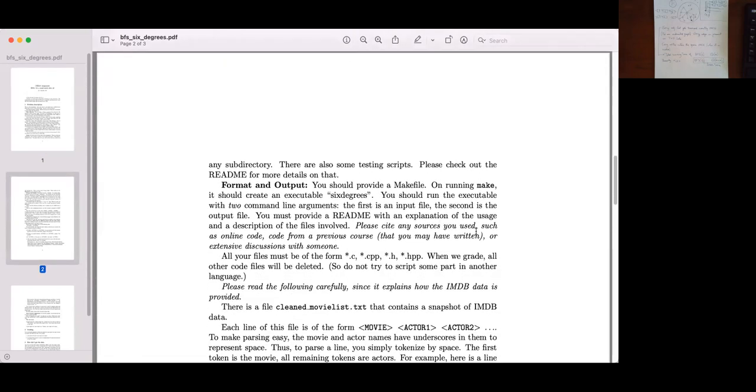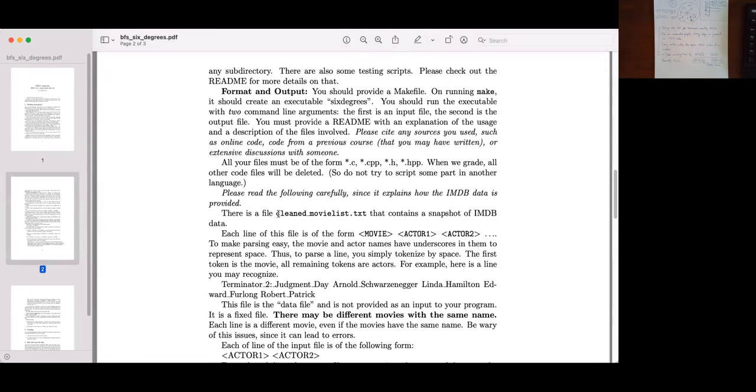So the way it works is you're going to get this file called cleanedmovielist.txt. Each line of the file is a movie with a collection of actors who have acted in it. And I've made the parsing easy for you. I've basically replaced all the spaces by underscores. So to parse the line, you simply tokenize by space.